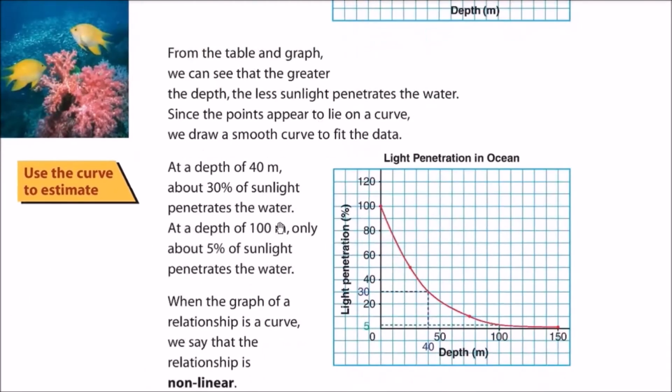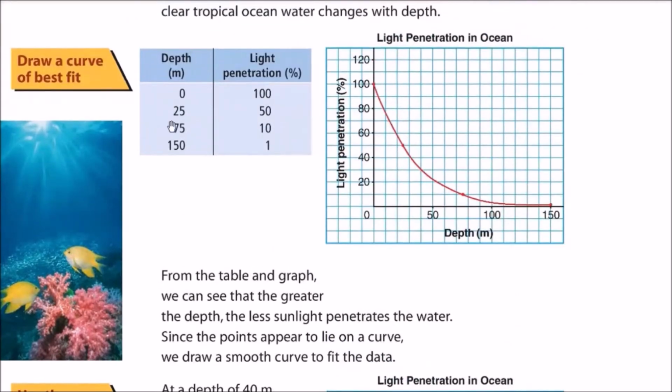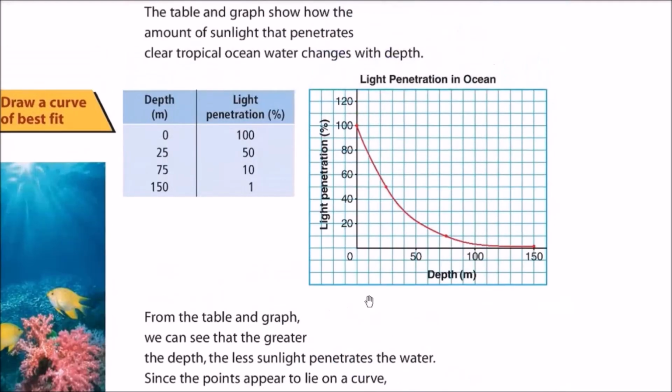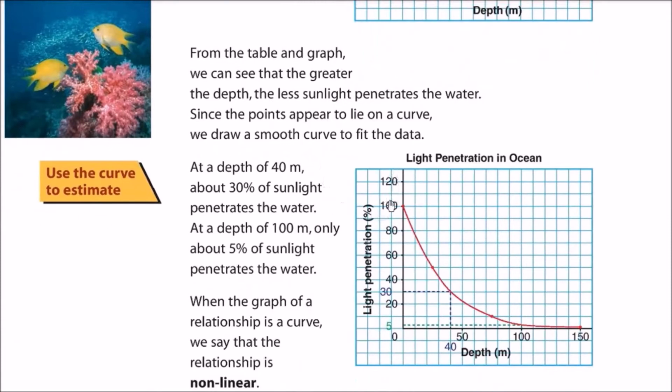Here, at a depth of say 40 meters, because it is not given, what is the value of light penetration at 40 meters? If you see, this is the 40 meter mark, so 30% of light will penetrate. At a depth of 100, it will be around 5%. So this is how we can also find the value of intermediate points using a relationship which is a curve, and this relationship is a non-linear one.